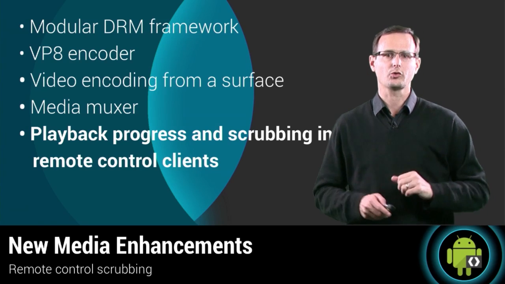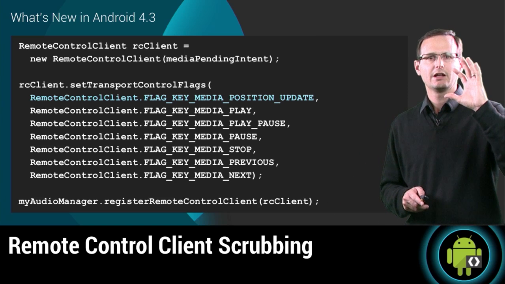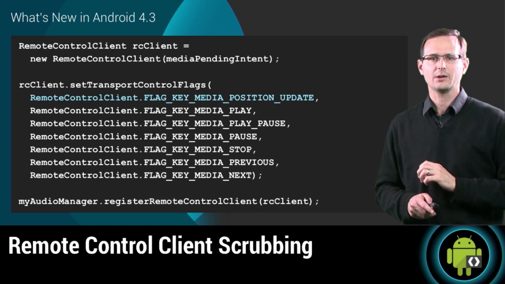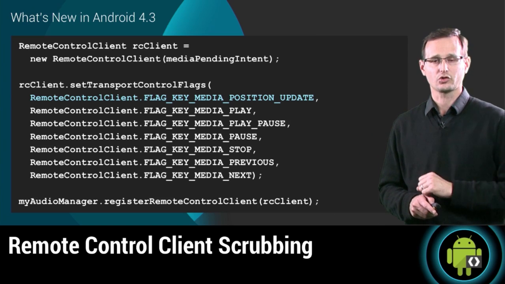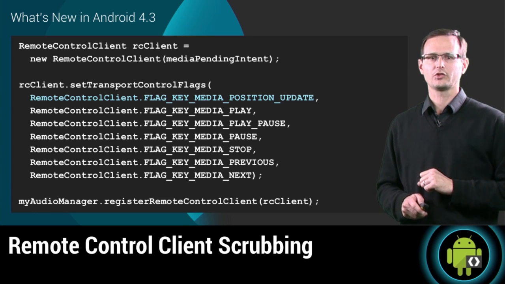If you're already using the Remote Control Client APIs, then you can add support for scrubbing by enabling the flag key media position update using the set transport controls flags method on the Remote Control Client. And this is going to make the scrubber visible.